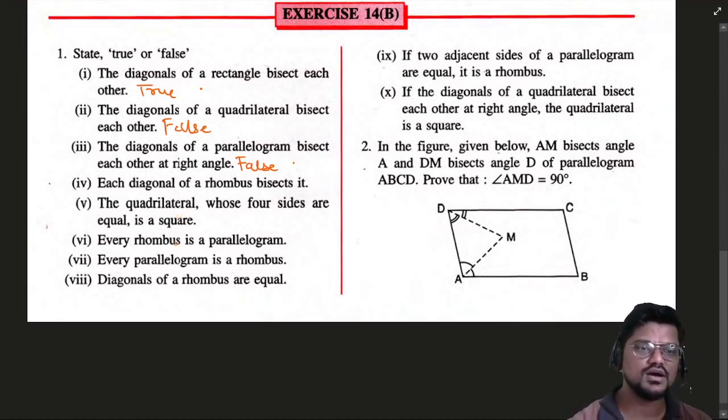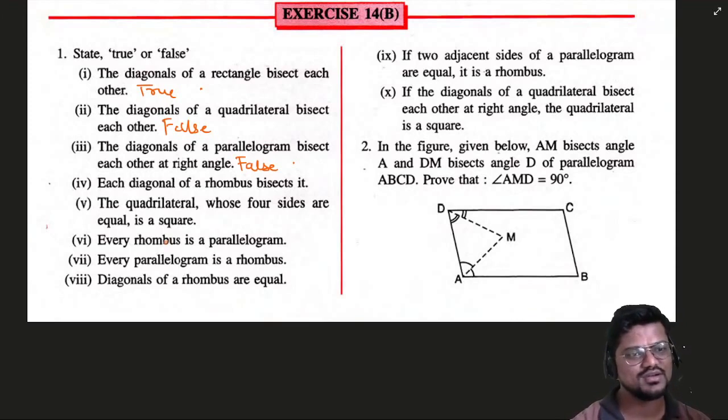One more extra question I have asked. The quadrilateral whose four sides are equal is a square. But if I add that one of the angles is 90 degrees, then what will it be? Sir, isosceles trapezium? No. All sides are equal and only one angle is 90 degrees. I don't know about the other angles. Then? Sir, equilateral triangle? No, no, sir.